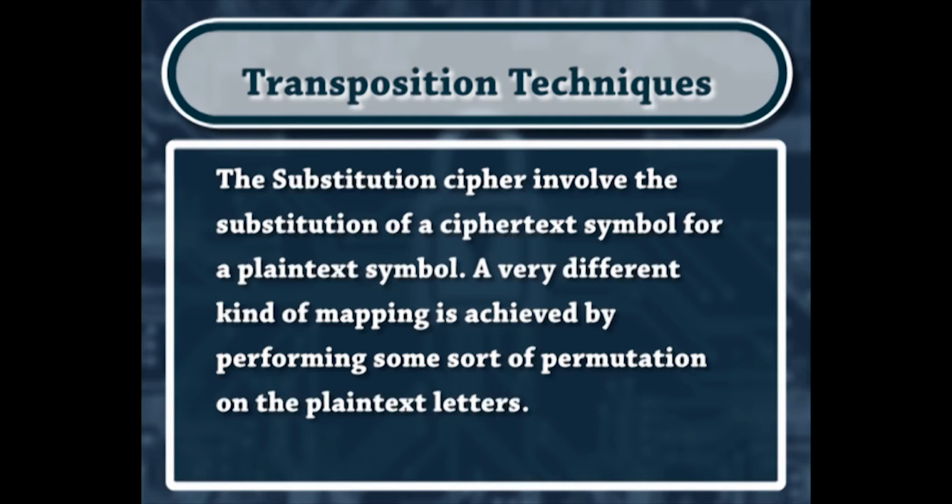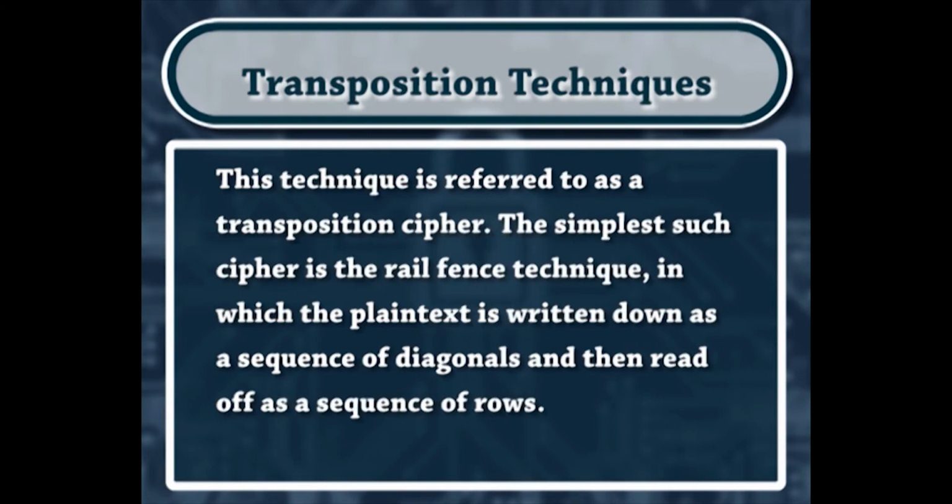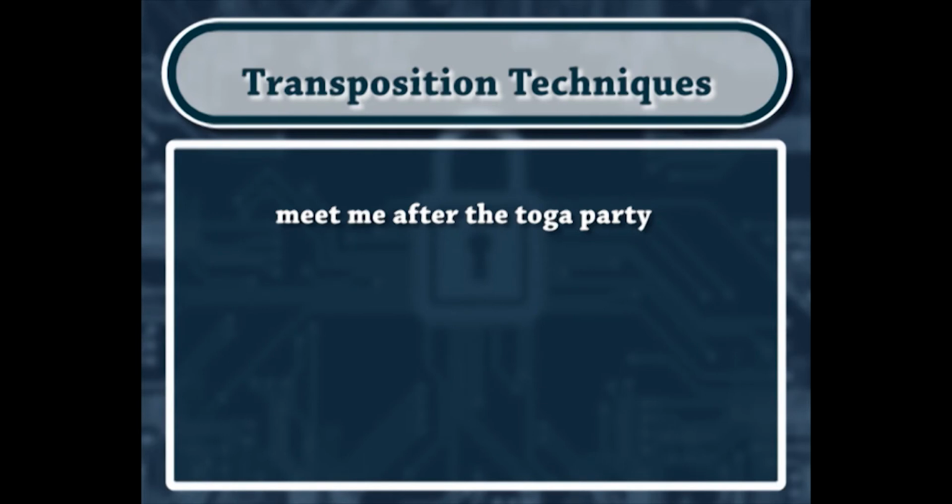A very different kind of mapping is achieved by performing some sort of permutation on the plaintext letters. This technique is referred to as transposition ciphers. The simplest such cipher is the rail fence technique, in which the plaintext is written down as a sequence of diagonals and then read off as a sequence of rows. For example, as you can observe in the figure, encipher the message "Meet me after the toga party" with a rail fence of depth 2.